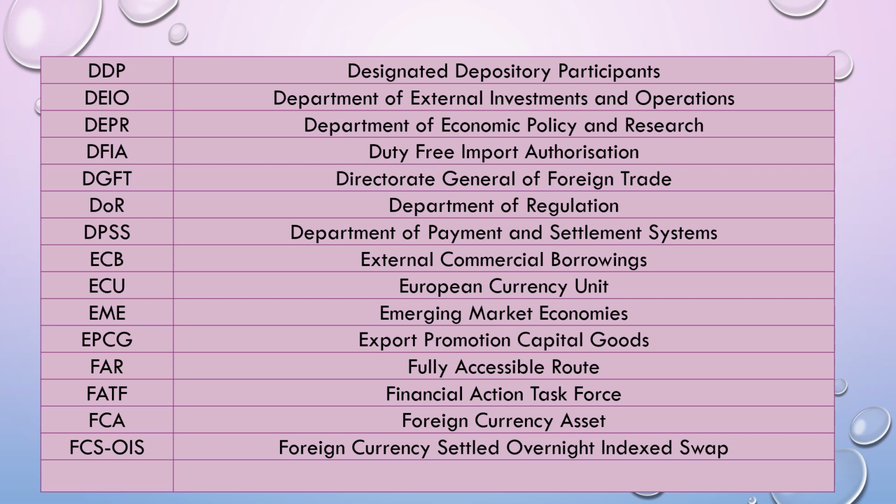FCA, foreign currency assets. FCA is the largest component of the forex reserve of any country, and it is usually expressed in dollar terms. FCA include investments in US Treasury bonds or Treasury bills of other selected governments, deposits with the foreign central banks, foreign commercial banks, etc.